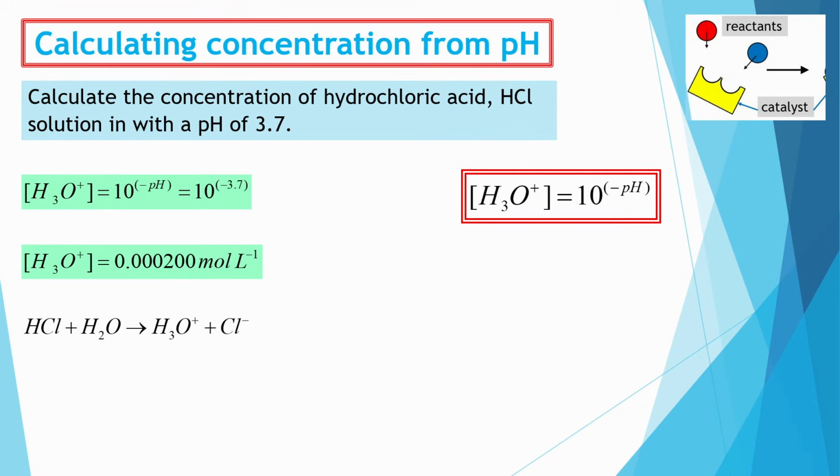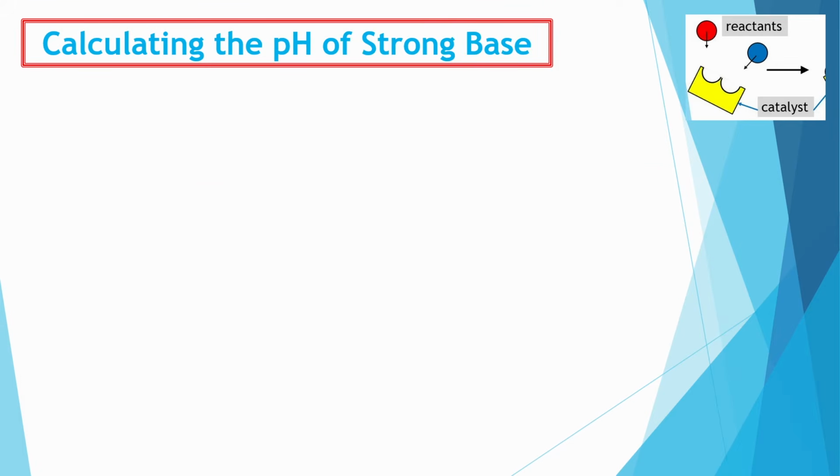Well, we just need to know in the back of our head that the HCl fully reacts with the water. Okay, so it fully dissociates. So the concentration of HCl is equal to the concentration of H3O+. So the concentration of HCl is the same, 0.00200 moles per litre. Now, you will normally just do that, but you need to think about what you're doing in case they ask you a question around this.